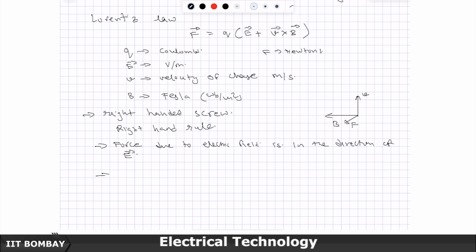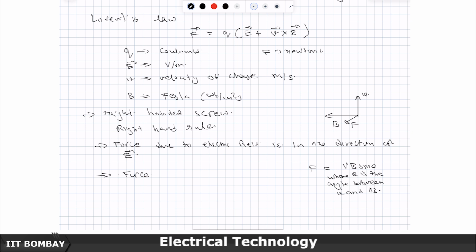But the force due to the magnetic field, the other component, is the cross product of V and B. Its magnitude is going to be V B sin theta, where theta is the angle between V and B. In machines, usually the geometry will give us a 90 degree angle or so, but in general it is the angle between V and B, and the direction is of course determined by the right hand screw rule or the right hand rule that we just discussed.